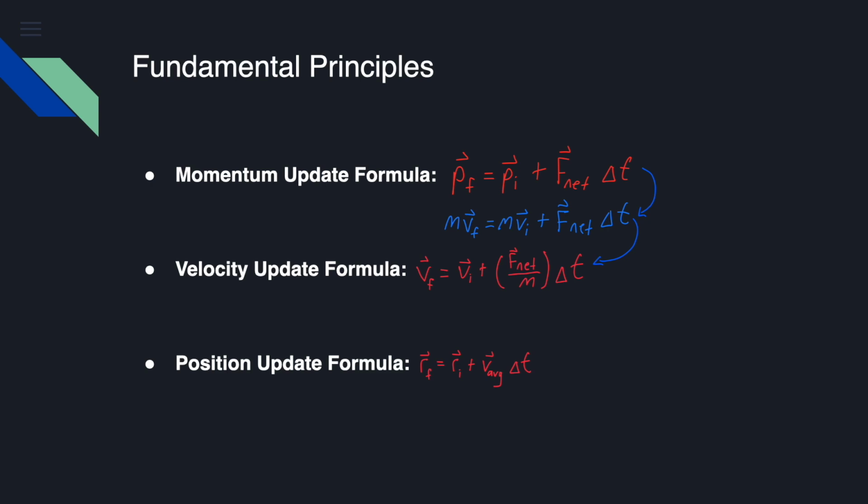So for this experiment, we have a couple fundamental principles and equations. Number one is the momentum update formula, which I just covered, which helps us get to the velocity update formula, which is the final velocity is equal to the initial velocity plus the net force divided by the mass times the change in time. And also, as a note, the position update formula is the final position is equal to the initial position plus the average velocity times the change in time.